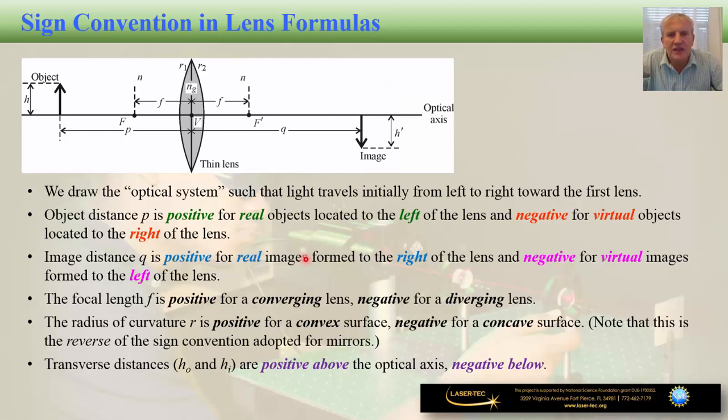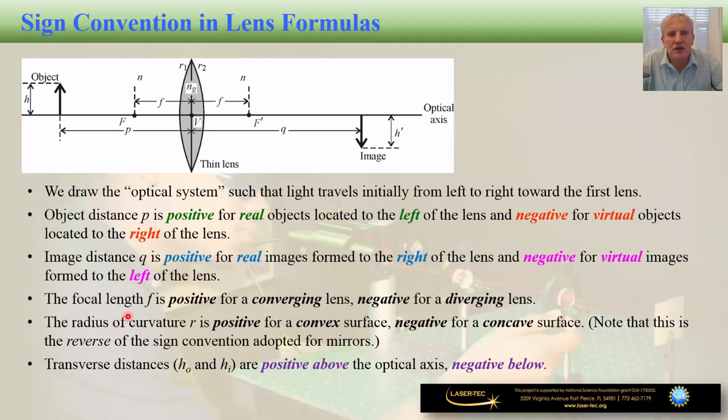So once more, if the images are appearing on the right relative to the lens, they are considered real, and in such a case the image distance q is going to be taken with a positive sign. However, if the images are appearing on the left relative to the lens, this whole environment here is considered a virtual environment for images, and images there are virtual. So in such a case, the distance q would be taken with a minus sign.